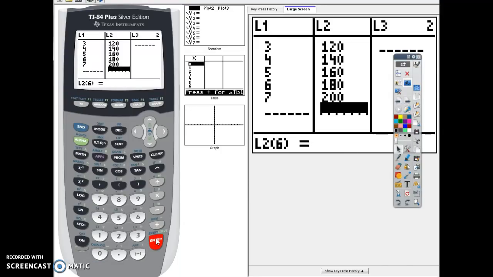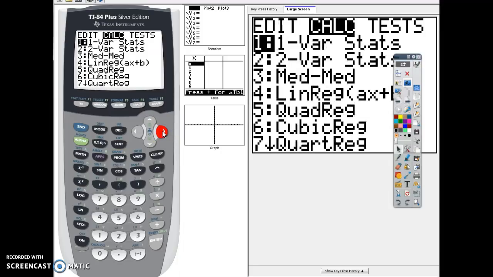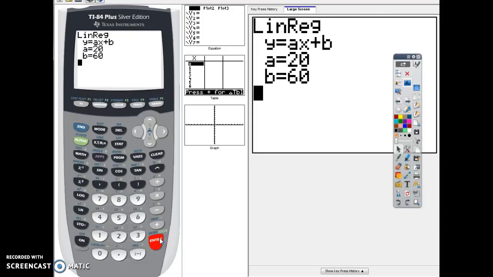Okay? And then you do stat again. Arrow over to the word calc. Press the number 4 and enter. And that is the equation for problem number 3. So how would I write it? You would write y equals 20x plus 60.